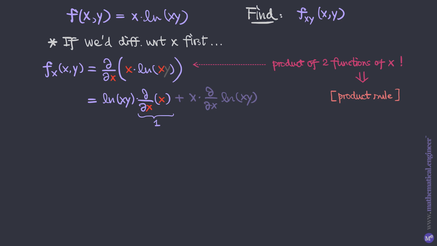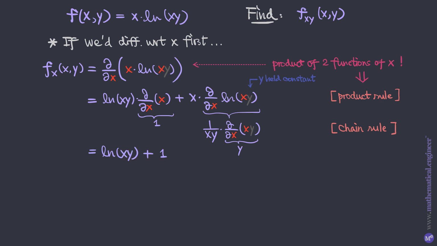The second one is a partial that is similar to what we've handled when computing partial f partial y using chain rule. This time, we have a partial with respect to x instead. The partial of x times y with respect to x is y. After simplifying things, the second term is just 1. So altogether, f sub x is ln of xy plus 1.